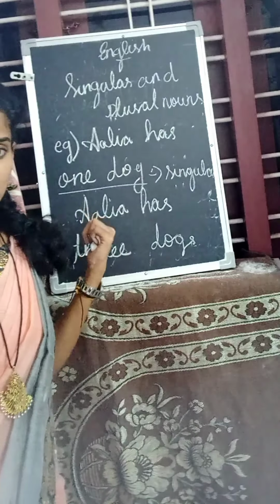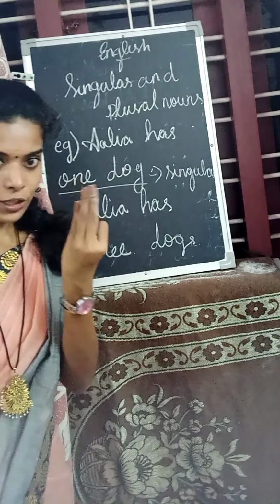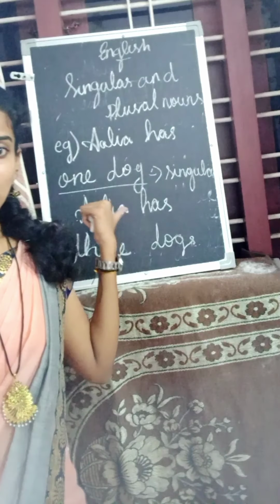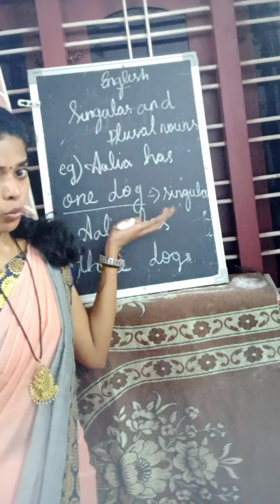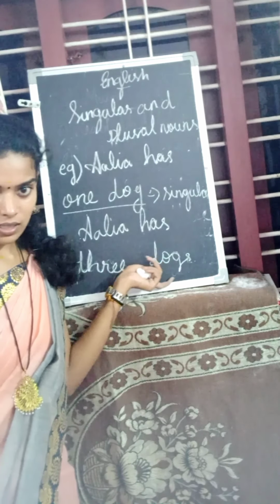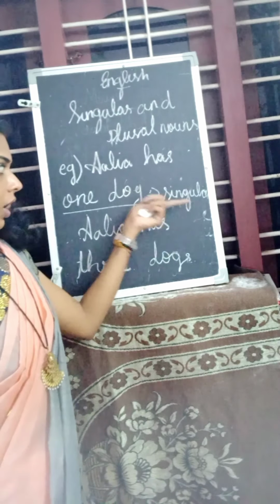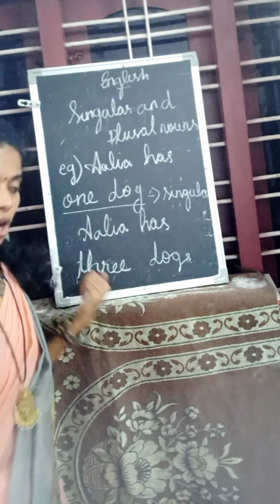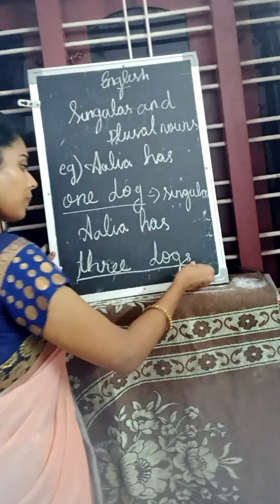So what's the second sentence? Alia has 3 dogs. So 3 means more than 1. Which word in the sentence is a noun? Yes, the name of an animal. So dog is a noun. Singular noun means one dog. Plural noun means 3 dogs. Next we are going to see rules for changing noun from singular to plural.